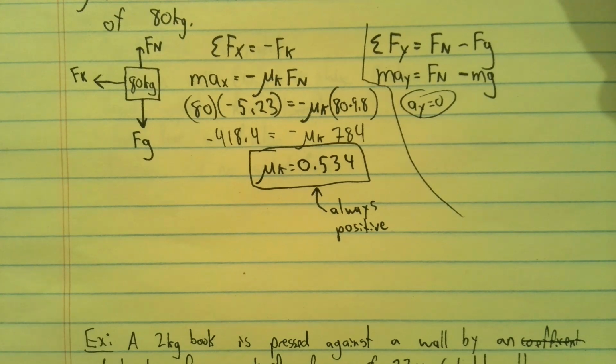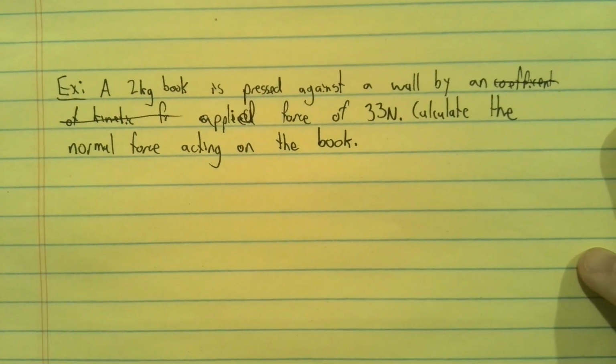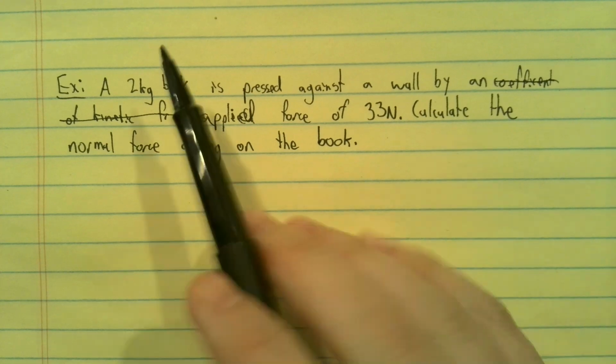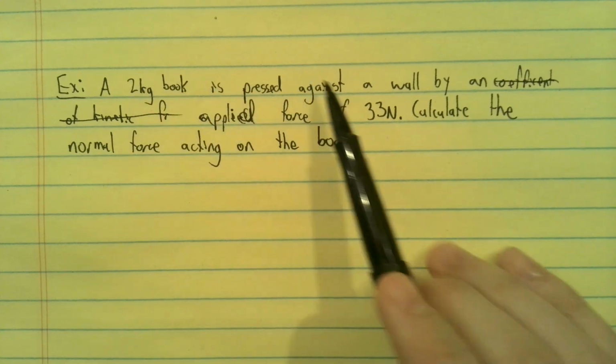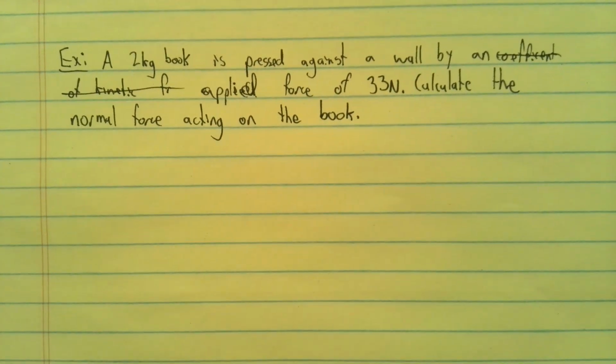Okay. Last one. This one's going to be super easy, actually. Might have to streamline it. Here we go. Let's do this rapid fire. Write it down real quick. Book pressed against wall by 33 Newton force. Calculate normal force acting on the book. A book is pressed against a wall by an applied force of 33 newtons. Calculate the normal force acting on the book.